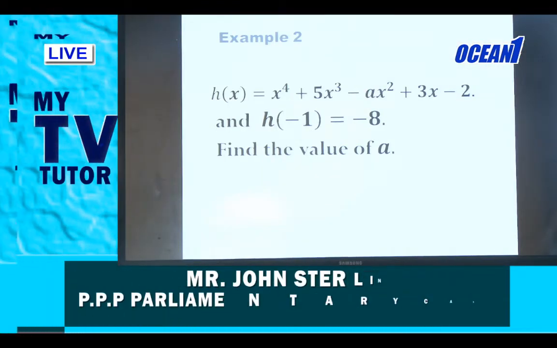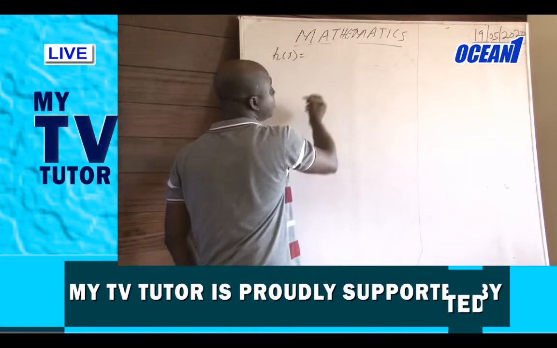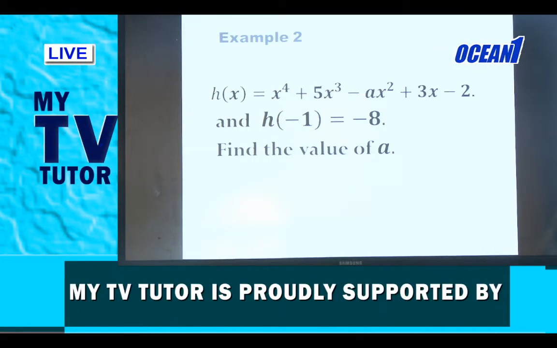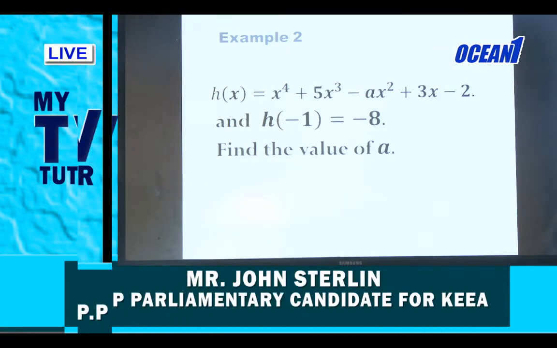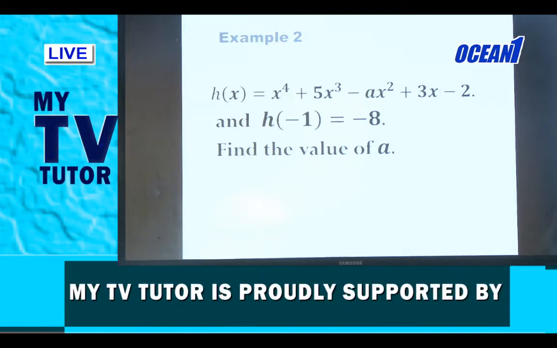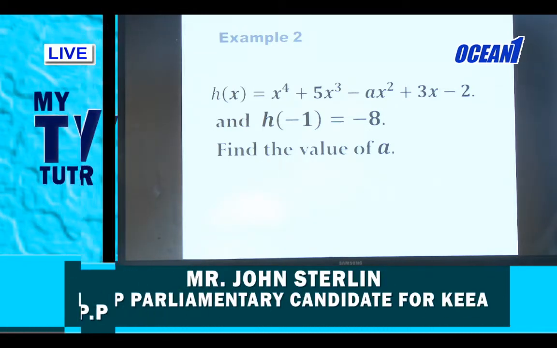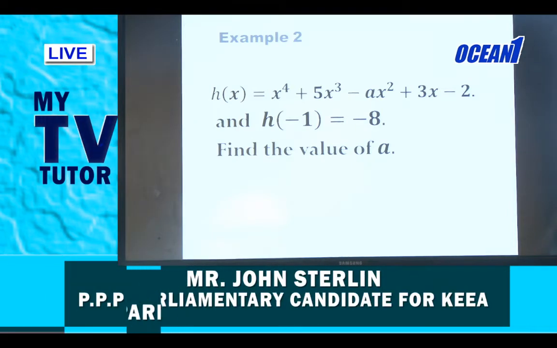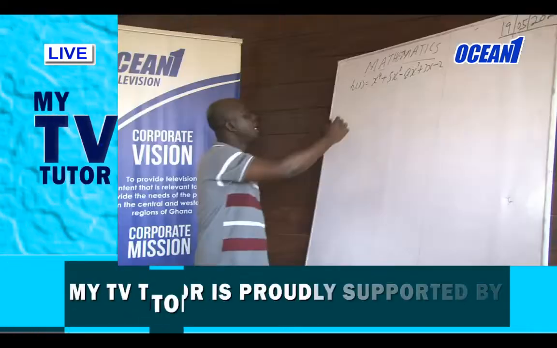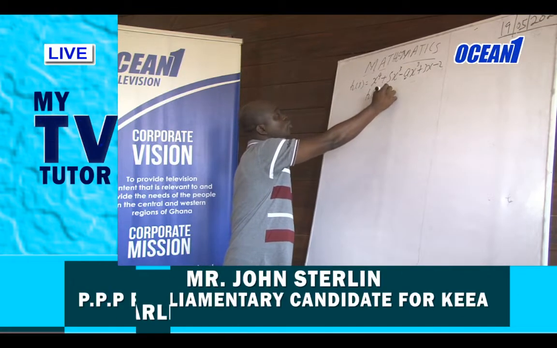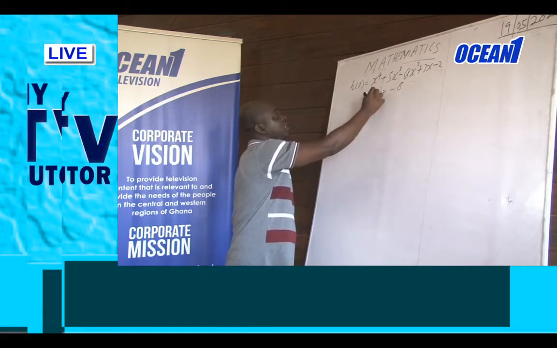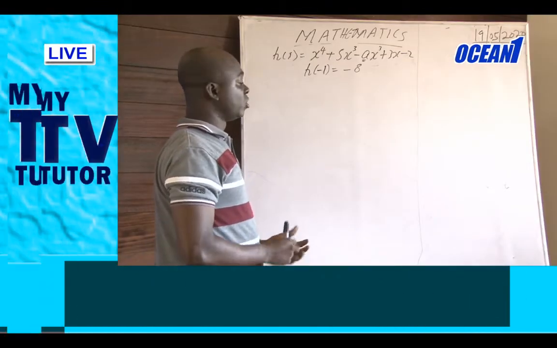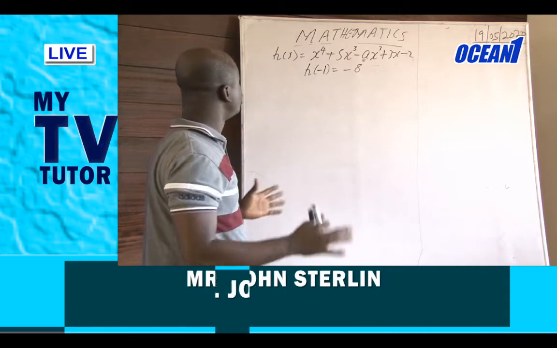First, we are given h of x to be equal to x exponent 4 plus 5x exponent 3 minus ax squared plus 3x minus 2. This is that, and we have a variable in here as well, a. Then we have been given that h of minus 1 is equal to minus 8. So we have to find the value of a. This is not a big deal. You need to just go through the normal process.